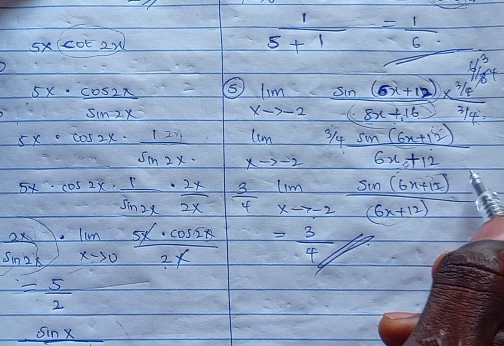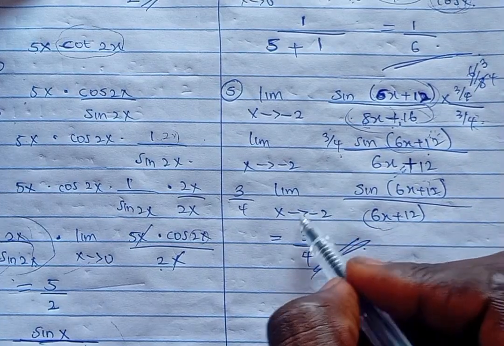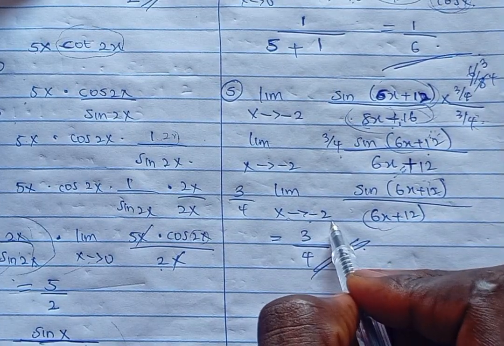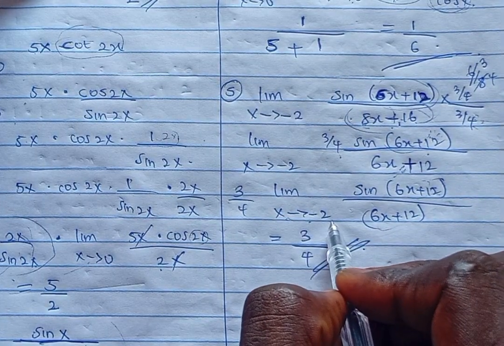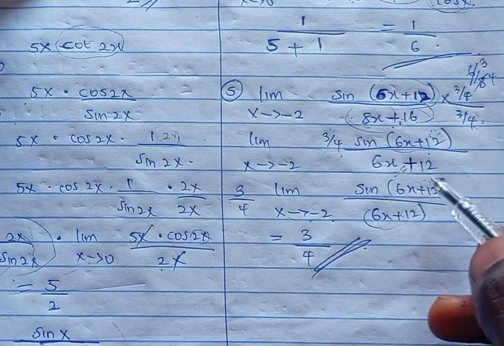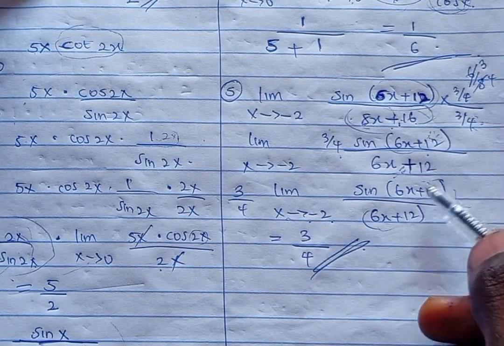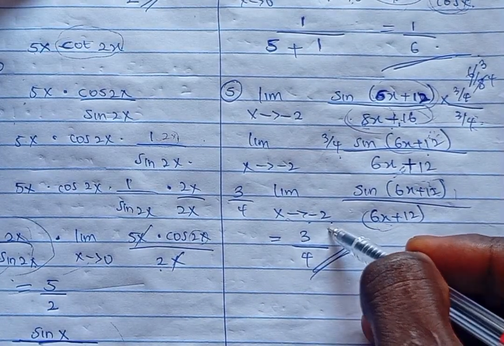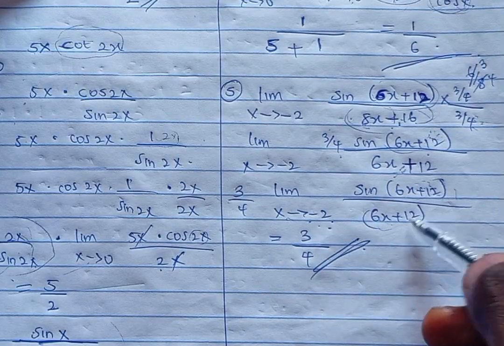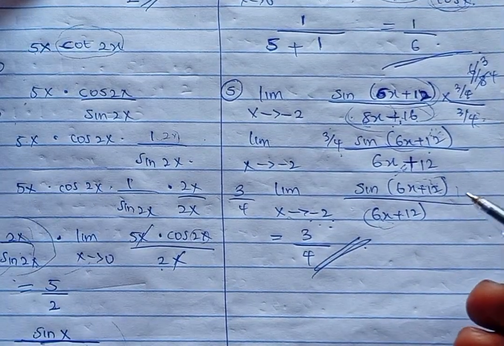You understand? So you have 1, because of the standard limit, but the x is not tending to 0. Do you understand what I'm saying? So it's just that this one will be equal to 1, because they are the same no matter what it is tending to. Because if you substitute minus 2 here, you get 0 and 0, which is the same. You understand?